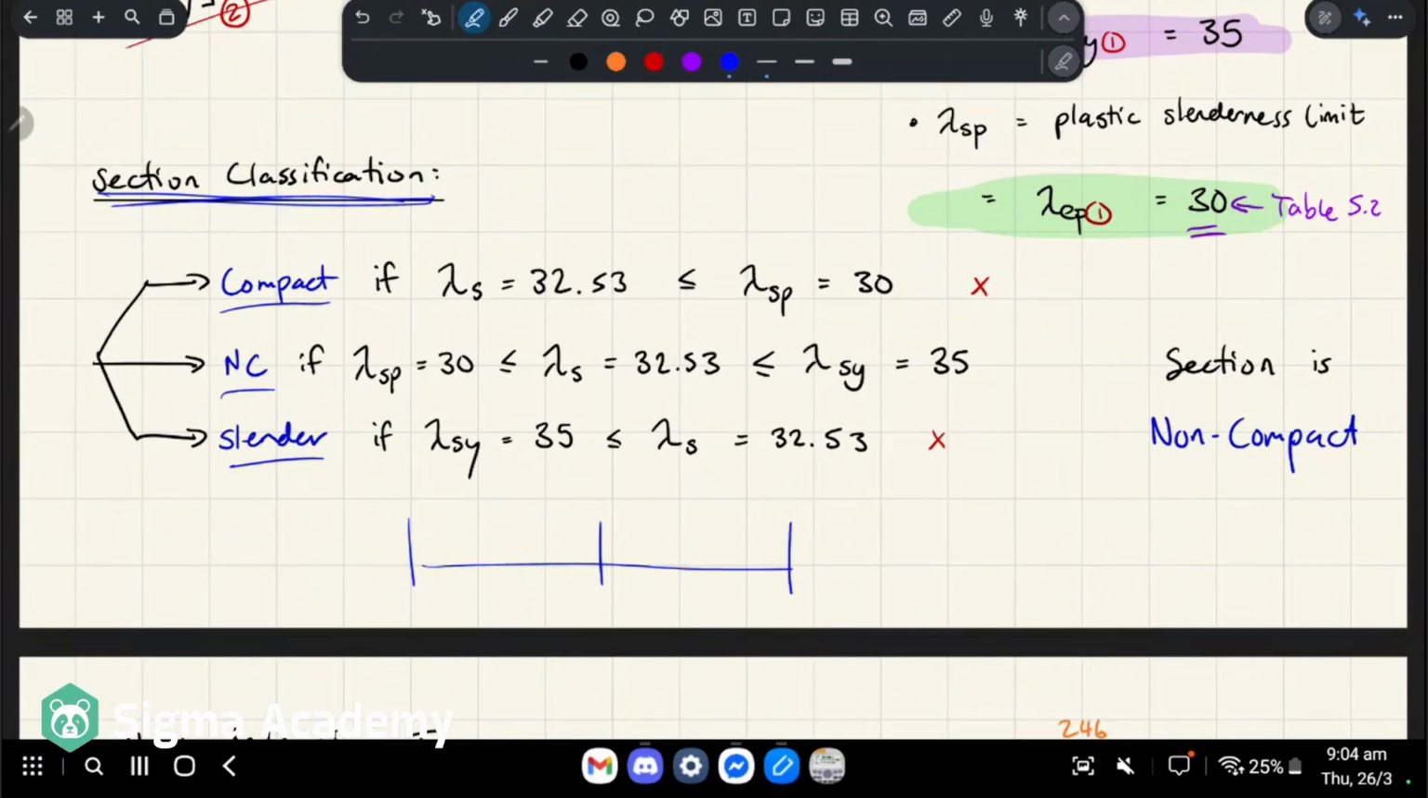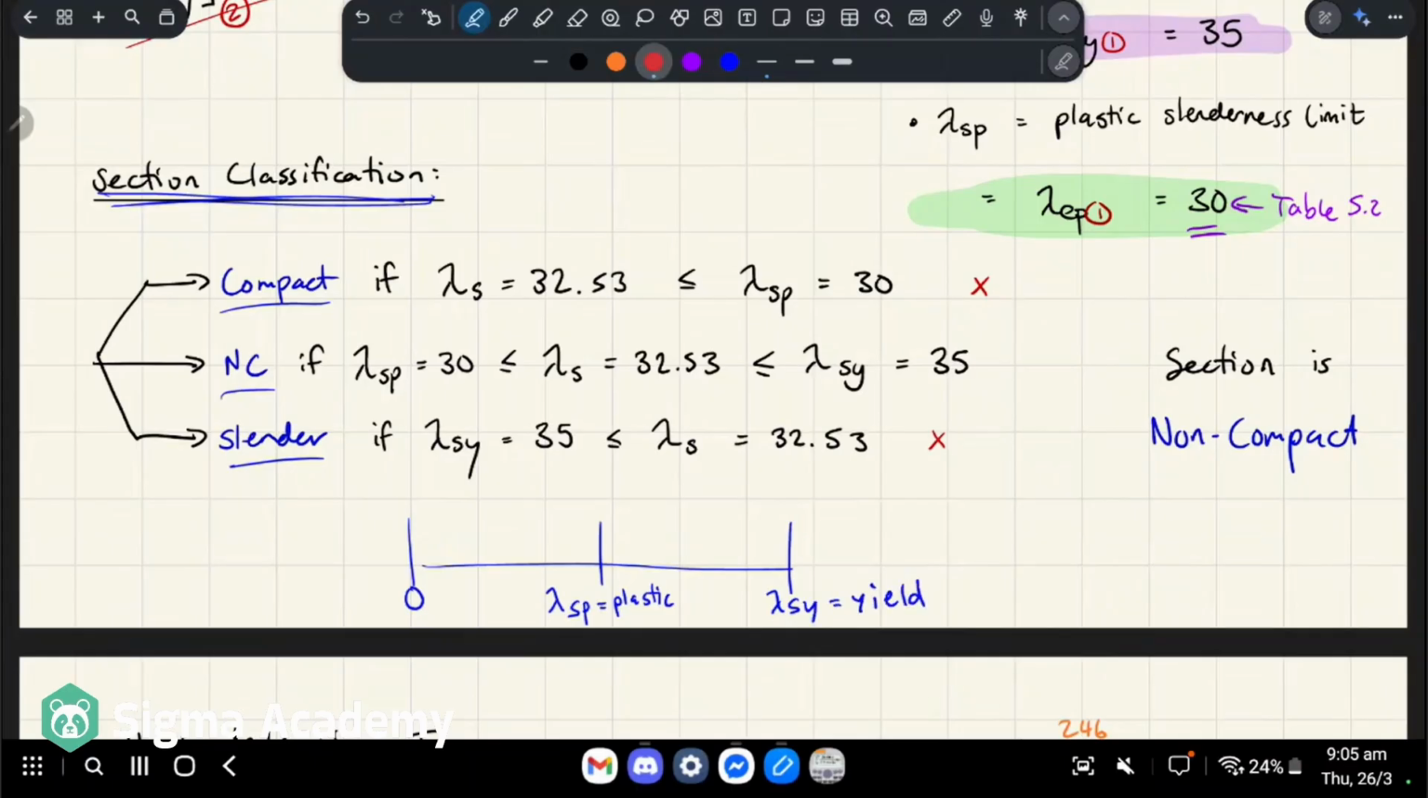we have, how do I say this? If 0, we have our plastic limit, plasticity, and we have our yield.